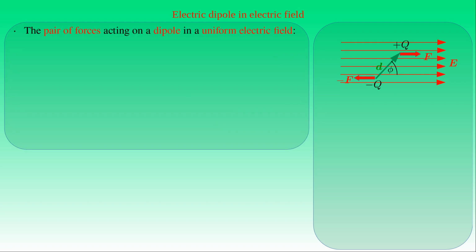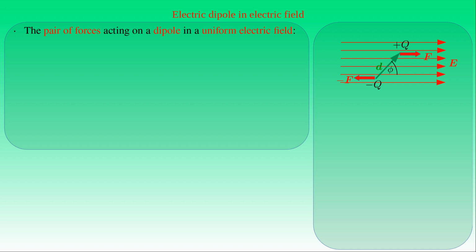After examining the force exerted on a point charge or a charge carrier by an electrostatic field, we will turn to the study of dipoles and electric fields. Let us place an electric dipole in a uniform electric field, where φ is the angle between its dipole moment p and the electric field strength E. Then the forces F and minus F acting on the individual charges plus Q and minus Q of the electric dipole have the same magnitude and opposite direction, separated by a perpendicular distance d times sine φ. This pair of forces makes a couple.